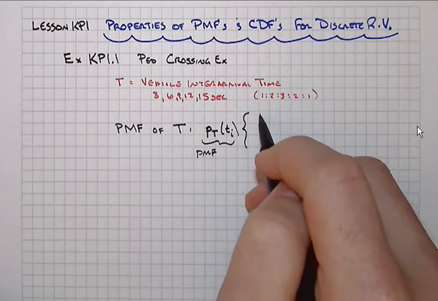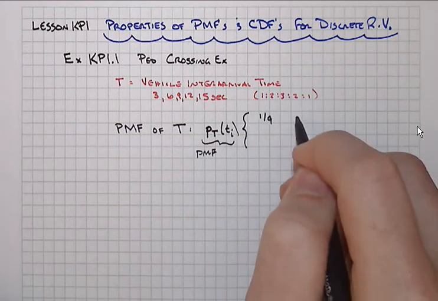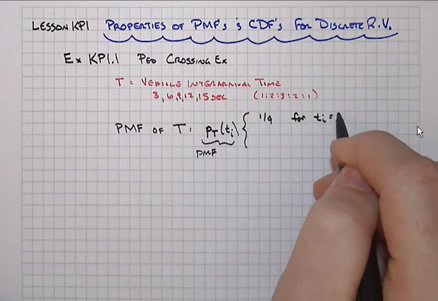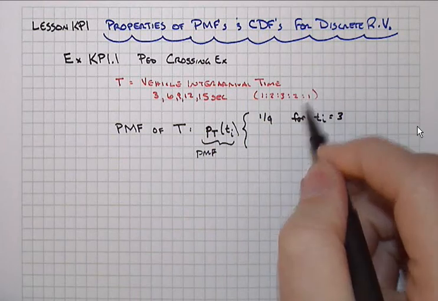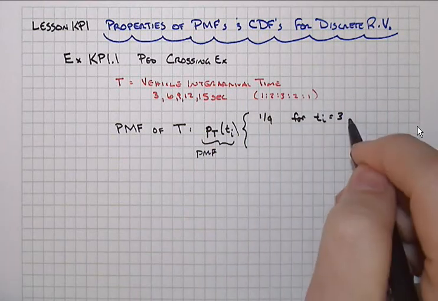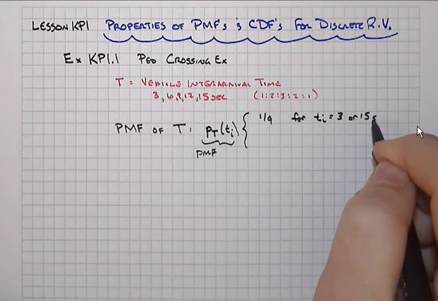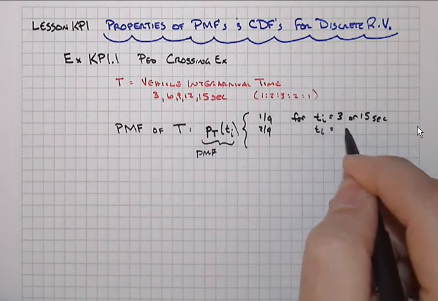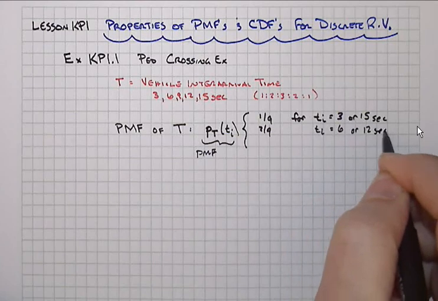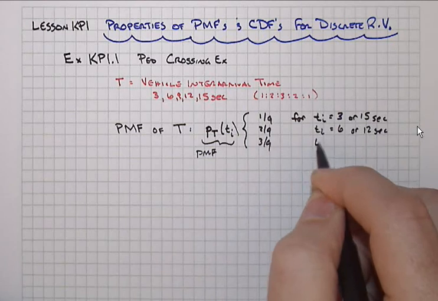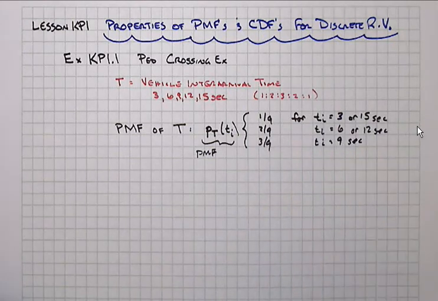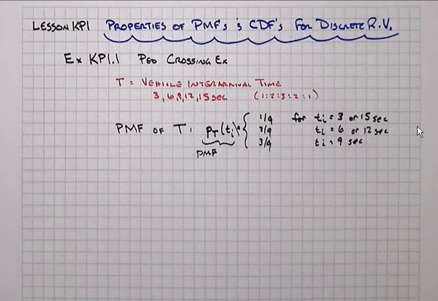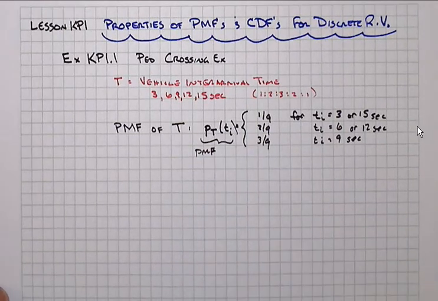And we had a 1/9 chance that Ti, our gap, any arbitrarily selected gap, was going to be equal to 3 seconds. Or it also turns out, note the relative ratios here, that was true for the 15-second gap as well. And then 2/9 for Ti equal to 6 or 12 seconds, and then 3/9 for the probability mass for Ti equal to 9 seconds. Now, last time we just wrote it in a tabular format rather than in this more mathematically pristine form.